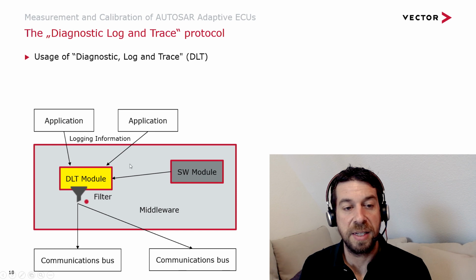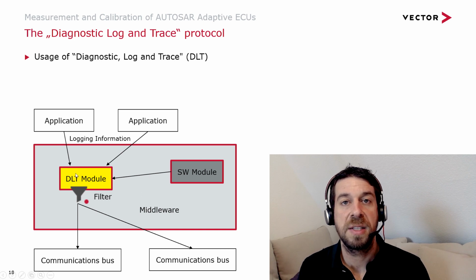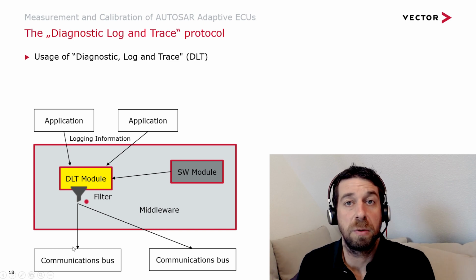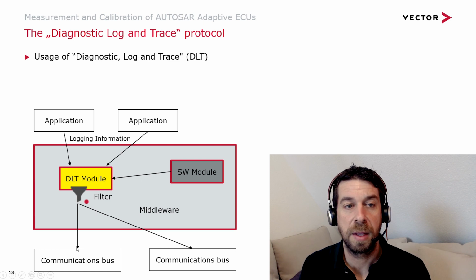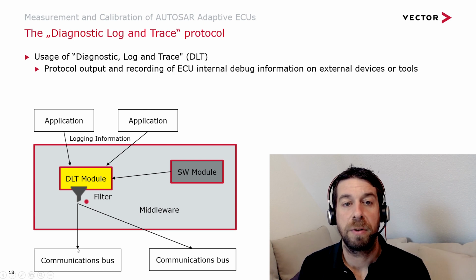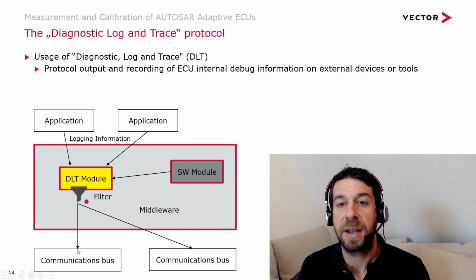We have placed a DLT module in the middleware of our AUTOSAR ECU. And in this DLT module, you could use a filter so that not all of the signals are sent out on the communication bus to the recording device or our tool, for example, CANape. So the protocol output and recordings of the ECU internal debug information will be sent out to an external device or tool.